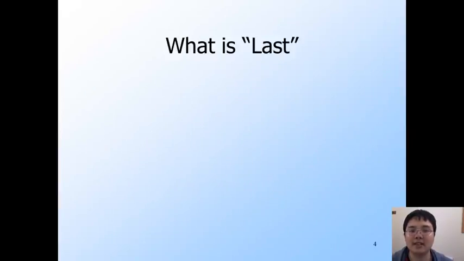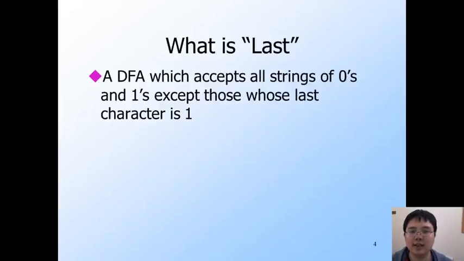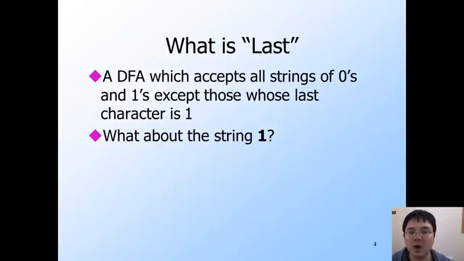Now we will take a minute to discuss a fallacy we found in the forum. In the thread, it talks about a DFA that accepts all strings of 0s and 1s except those whose last character is 1. Then a student asks, what about the string 1? Basically, sometimes we fall into the fallacy that you cannot have a last character unless you have other characters.